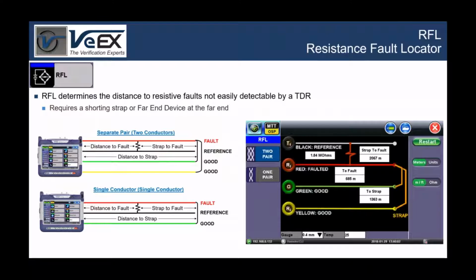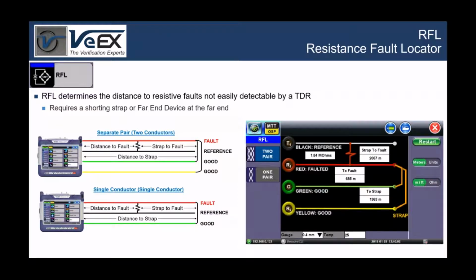RFL, or the resistance fault locator, helps to determine the distance to resistive faults that are not easily detectable by a TDR. The way an RFL works, it requires a shorting strap or a far end device to provide the short at the far end.